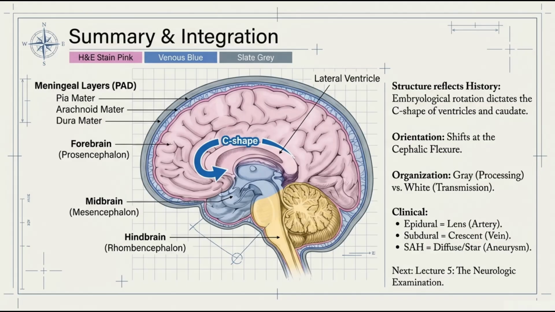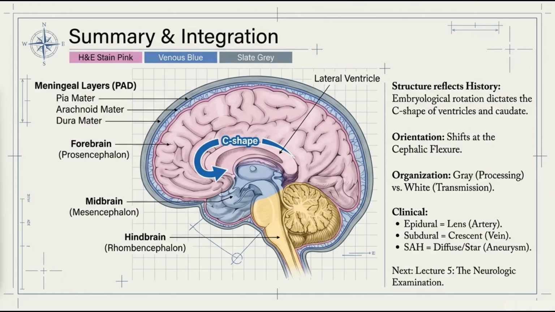And this rough sketch is the map we're going to use in the very next lecture. Lecture 5 is the neurologic examination. We're going to take this map and use it to diagnose patients. We call it localizing the lesion. You can't fix the wiring if you don't know where the wires go. You can't. And you can't read the map if you don't know how it was drawn, which is what we did today.